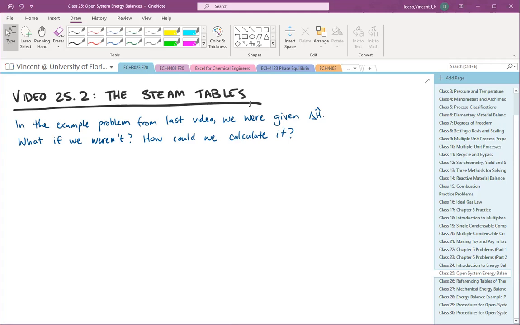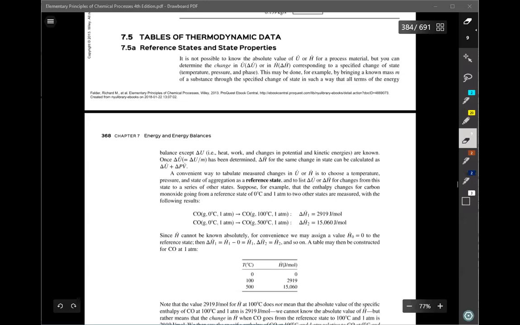So I'm going to go to the textbook, and instead of writing out notes like I usually do, I just want to highlight some things in the textbook, and then I'll show you where the steam tables are and how you can read them. This is section B5 of your textbook.